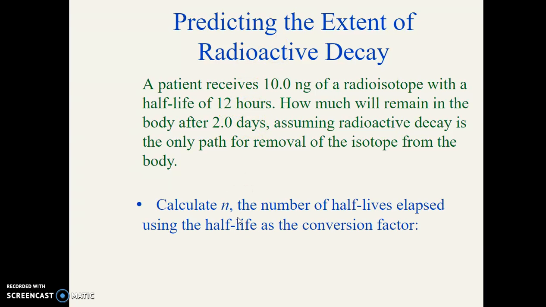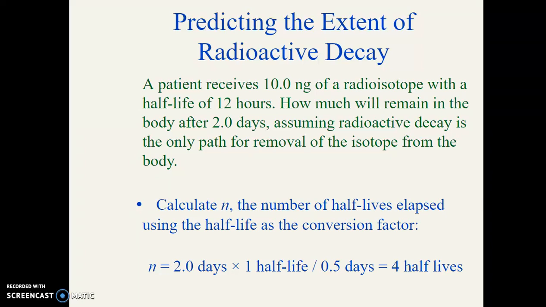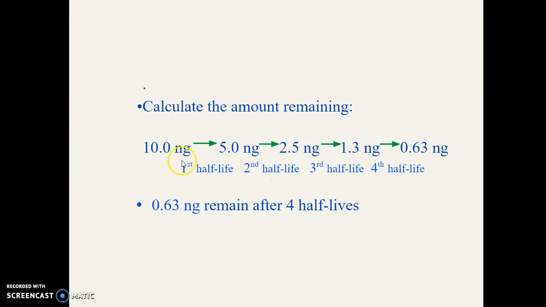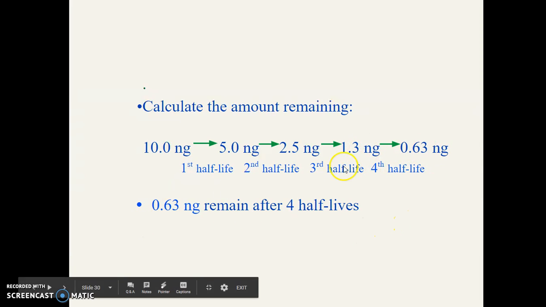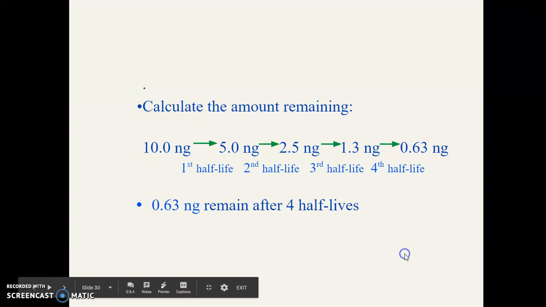And you can calculate N, which is the number of half-lives that have elapsed, using the half-life as a conversion factor. It's taken 2 days, and one half-life is half a day. So you've gone through a total of 4 half-lives. So you just cut that sample in half 4 times. 10 to 5 to 2.5, 2.5 to 1.3, 1.3 to 0.63. So that's how you can simply figure out how much remains after 4 half-lives. And you can keep breaking it down depending upon time.